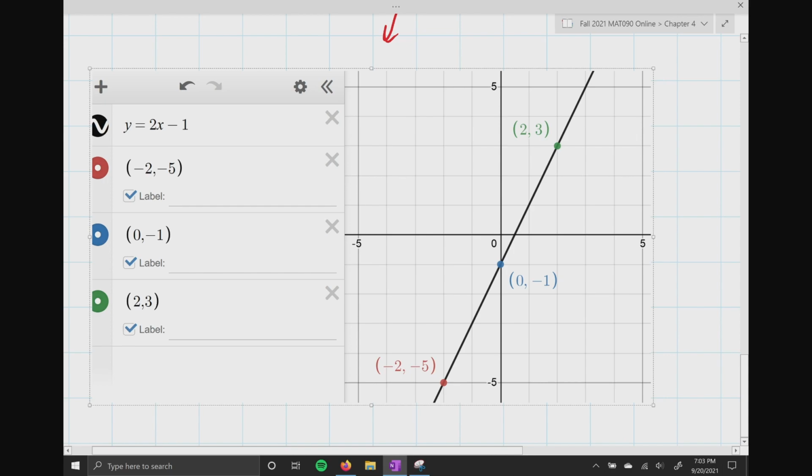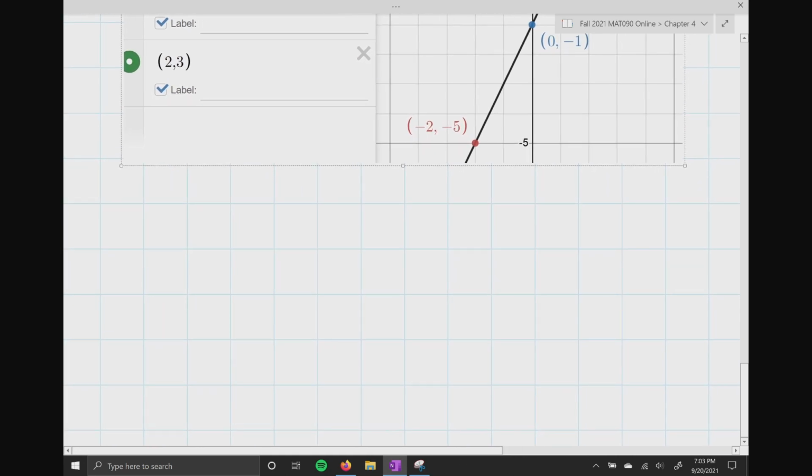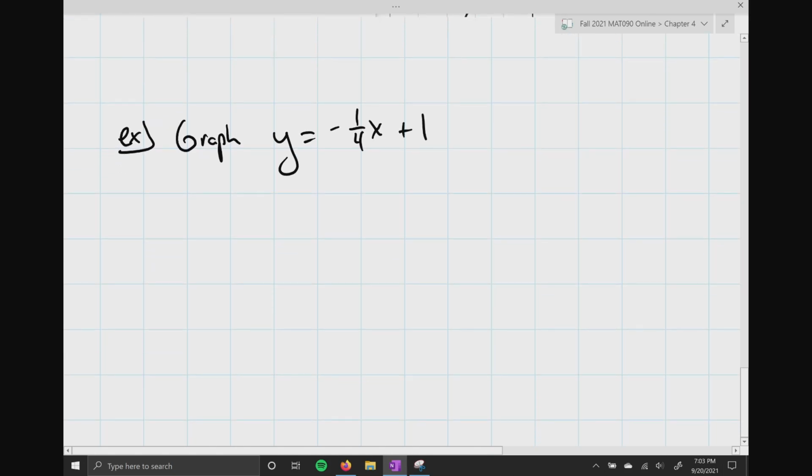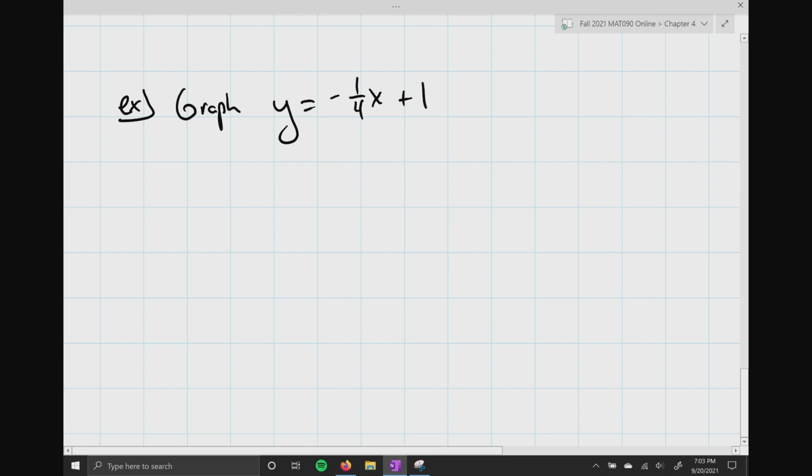Now, I'm going to do one more example for us, because this is where we just have to be clever. All right, so we're going to graph y equals -1/4 x plus 1. Okay? Now, if you notice, we got a fraction, and that is the coefficient of our x variable. So if I were to pick just any random points, I may run into the situation that I get fractions as results. And I know we want to avoid fractions at all costs.